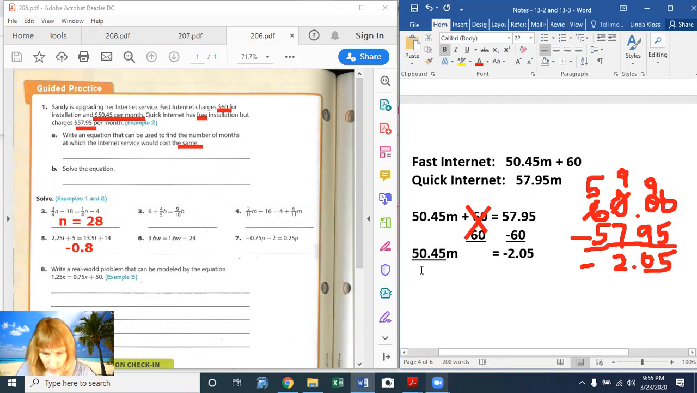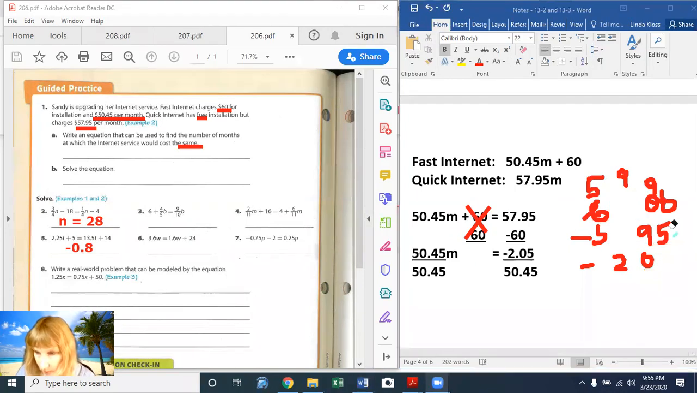We now need to use inverse operations to divide by the coefficient of 50.45 to both sides. And when we do that, I believe I'm going to use my calculator, but if you want to do the long division, let's erase this, you would set it up.